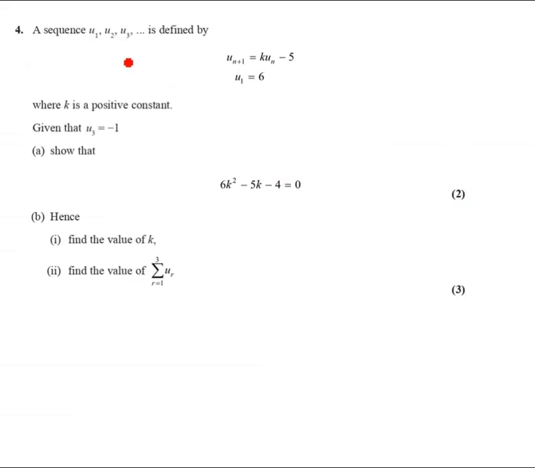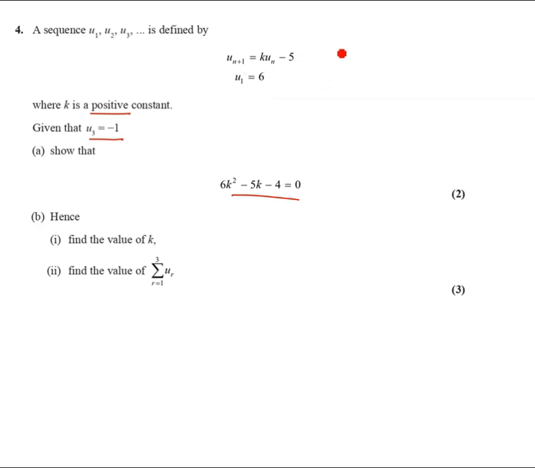Question 4. A sequence u1, u2, u3 is defined by u(n+1) = k·u(n) − 5, and u1 is 6, where k is a positive constant. Given that u3 is −1, show that this thing. Okay, so u1 is 6, so let's work out.